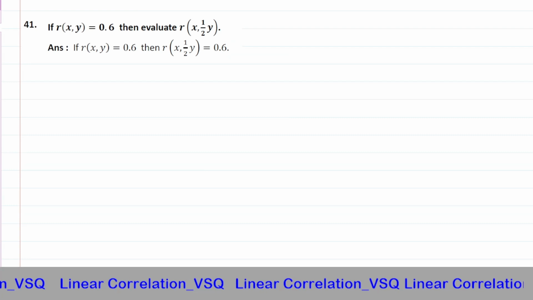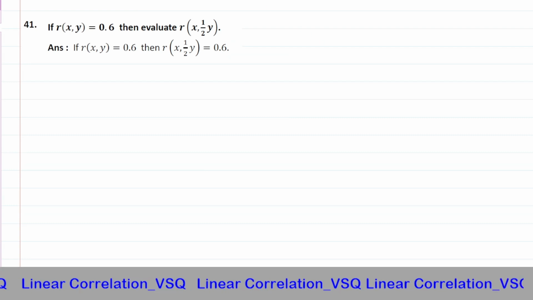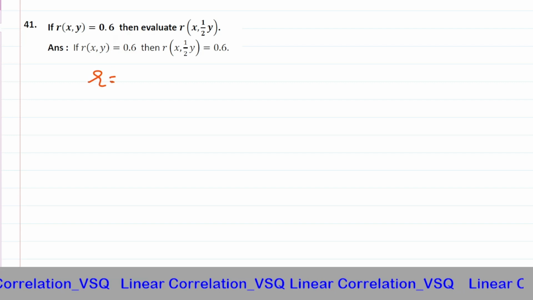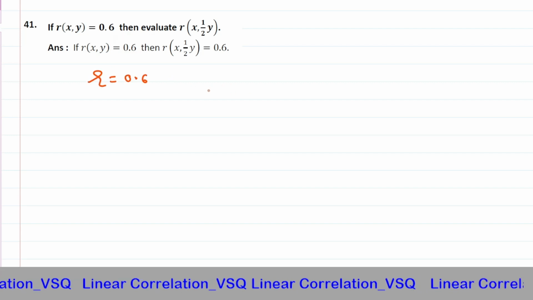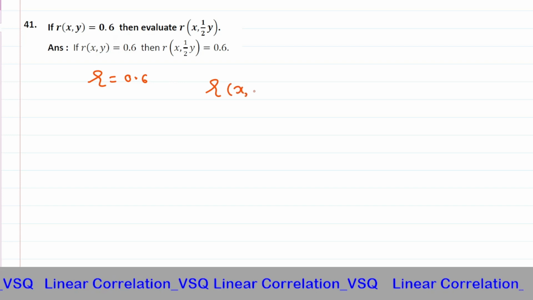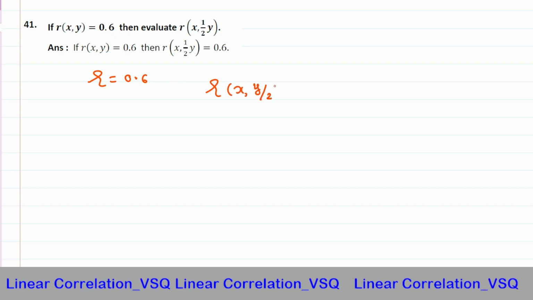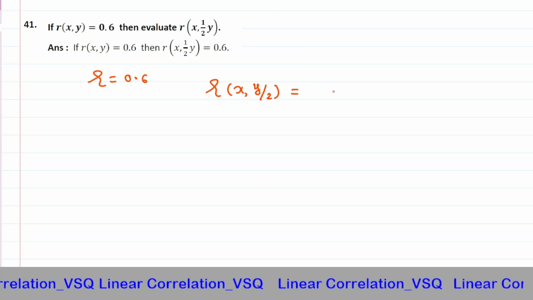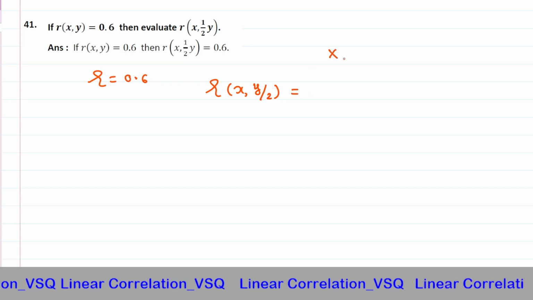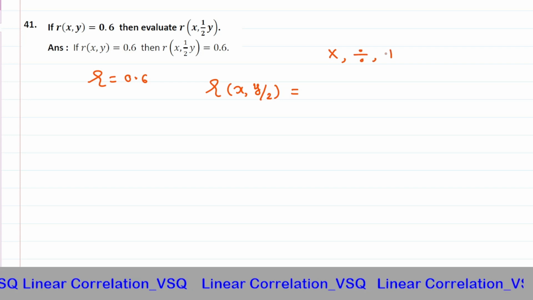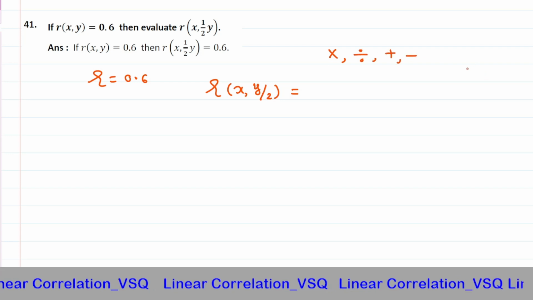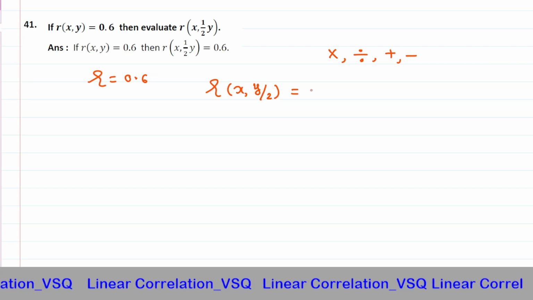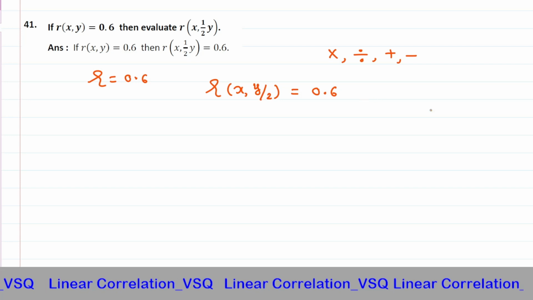Question number 41. Okay, it is related to the previous question. Rxy equal to 0.6, r equal to 0.6. And what is the value of r(x, y/2)? You can also write y by 2. Okay, in the previous VSQ we learned that there is no effect of multiplication or division or plus or minus on the correlation coefficient. That means there is no change in r(x, y/2). It is equal to 0.6.